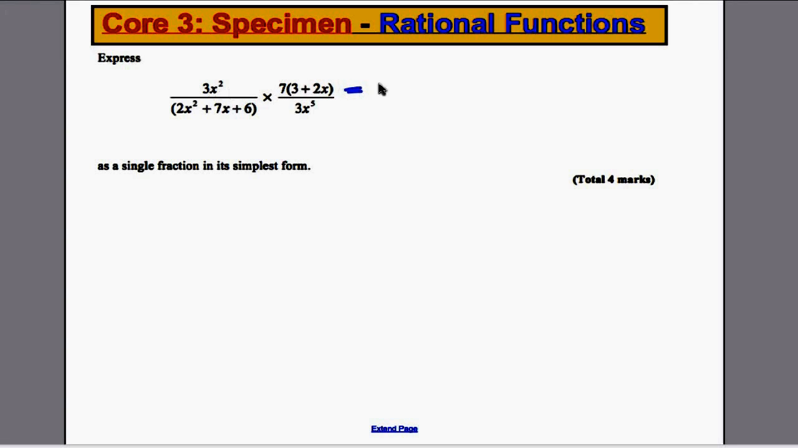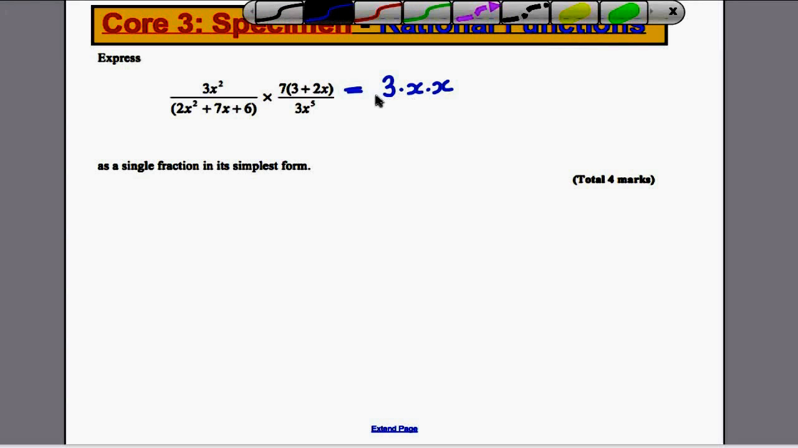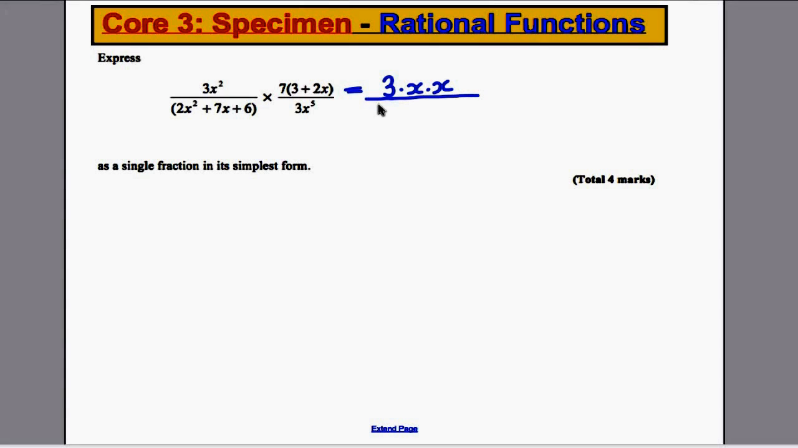I'll start up here. 3x squared, I'm going to write that as 3 times x times x. Notice I'm putting a dot there. I'm not using the multiply sign like that, otherwise I might confuse x's with multiply. Now, divided by. The bottom factorises 2x and x.